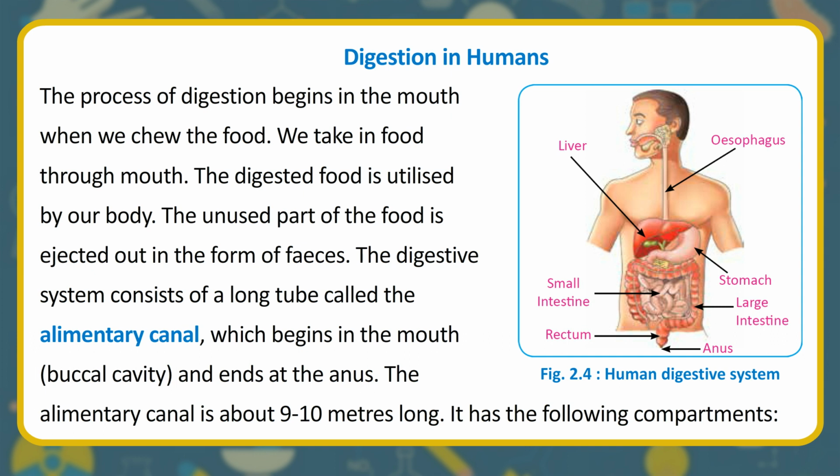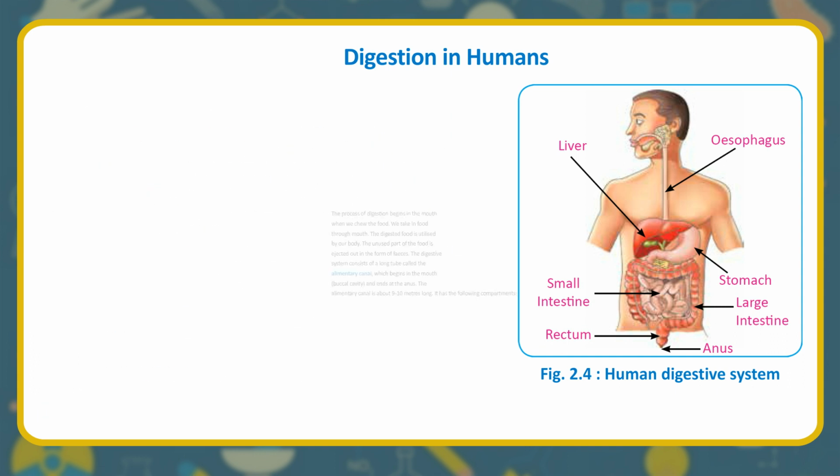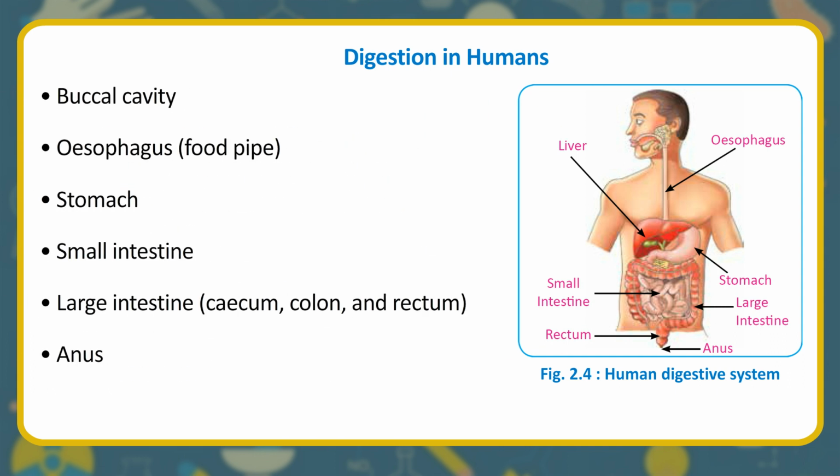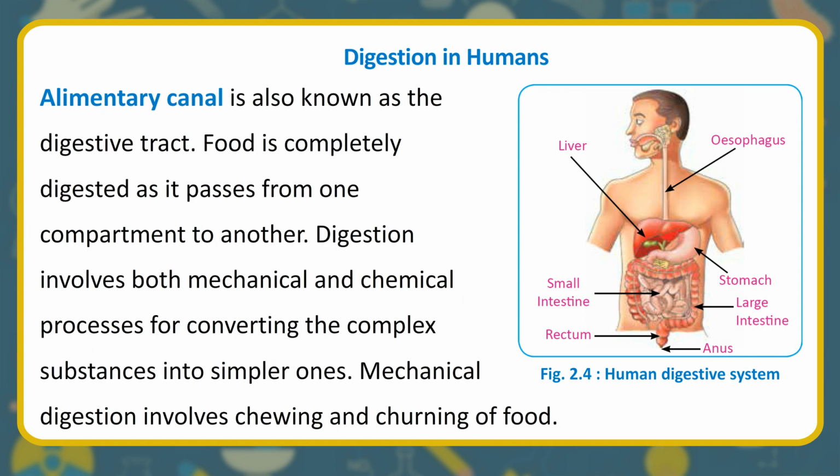The digestive system consists of a long tube called the alimentary canal, which begins in the mouth, buccal cavity, and ends at the anus. The alimentary canal is about 9-10 meters long. It has the following compartments: buccal cavity, esophagus, food pipe, stomach, small intestine, large intestine, cecum, colon, and rectum, anus. Alimentary canal is also known as the digestive tract.